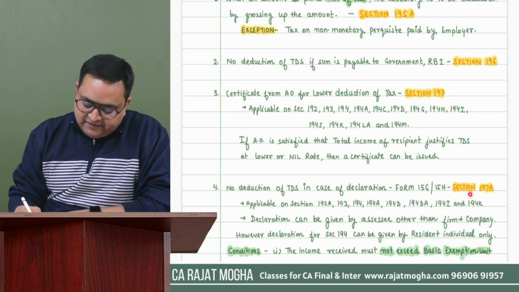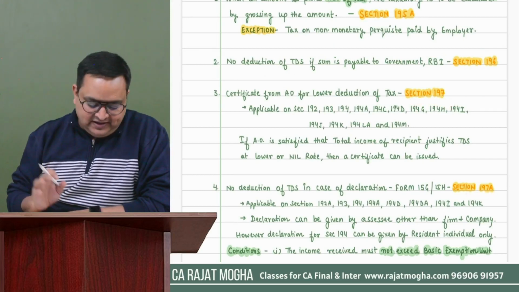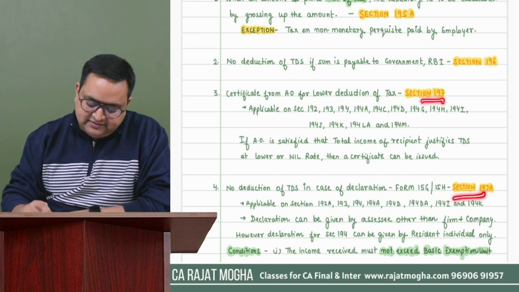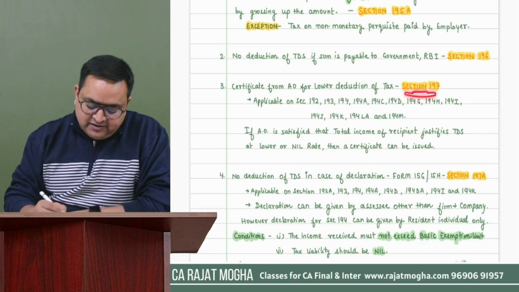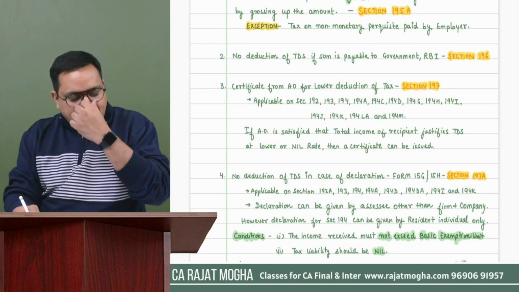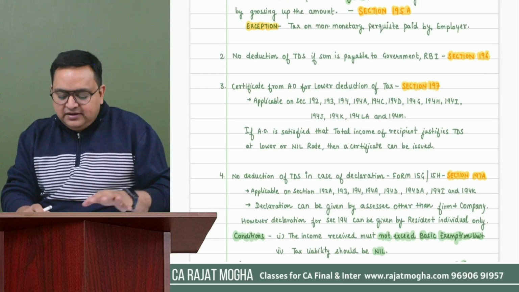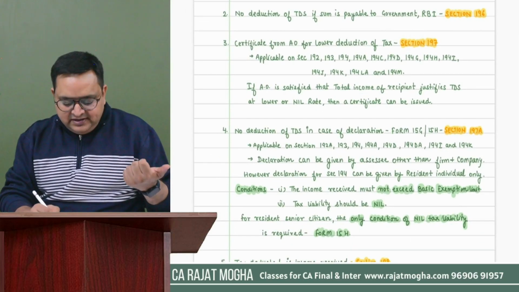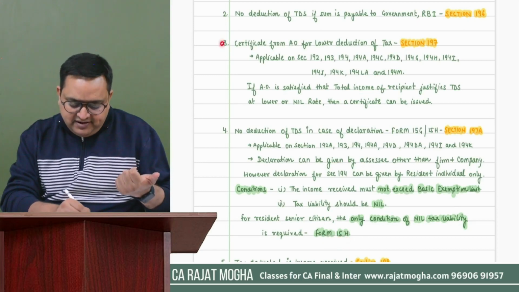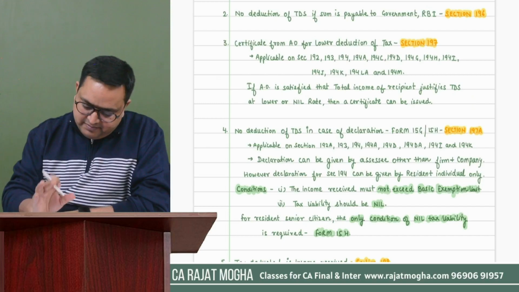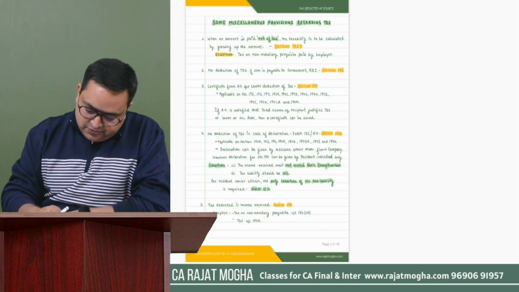Section 197, 197A, we have already discussed at length in the last lecture. 197 is where you take the permission of the assessing officer. In 197A, you don't have to take any permission. You just simply give a declaration in form 15G, and if the person is a senior citizen, then 15H. That you can read. Do you remember that? Okay.